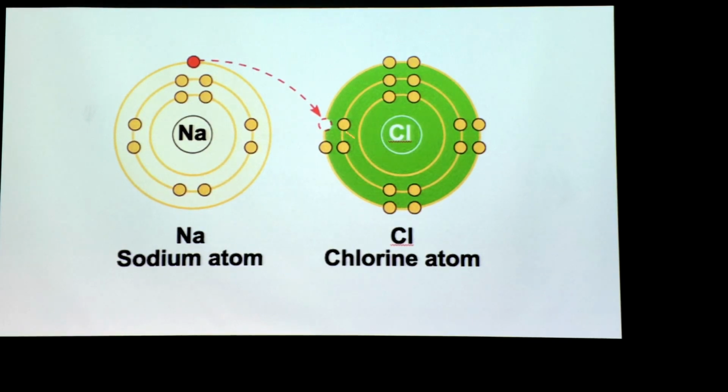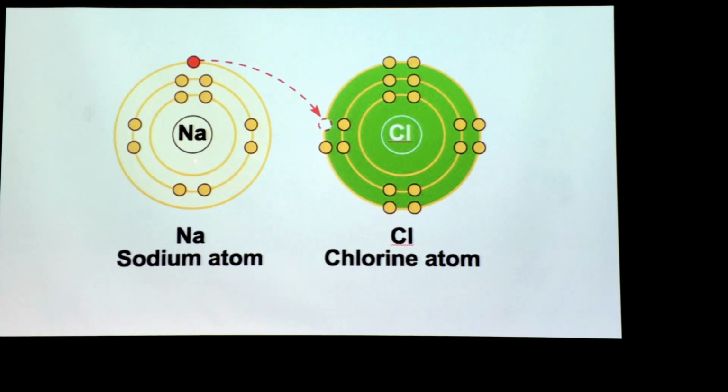And therefore, we always see reactions between sodium and chlorine, like in sodium chloride salt. This is called ionic. Why? What does ionic mean? What is an ion?